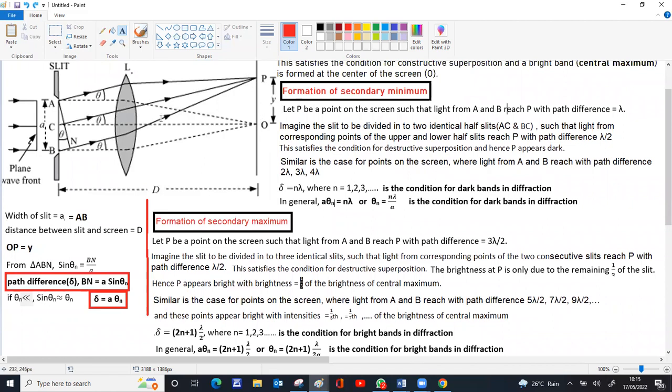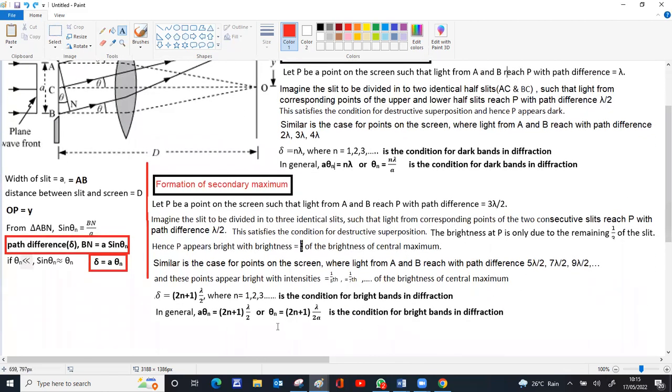If you want the distance from O to P, y: angle theta equals arc length by radius. So theta is equal to y by D. If you take triangle CPO, a very small angle, arc length y by capital D. Theta equal to y by D, or y is equal to theta into D. So y, the distance along the screen, can be obtained by multiplying theta with D. So y n for the minima will be D times theta n, that will be D times n lambda by a. It's not 2a, n lambda by a.